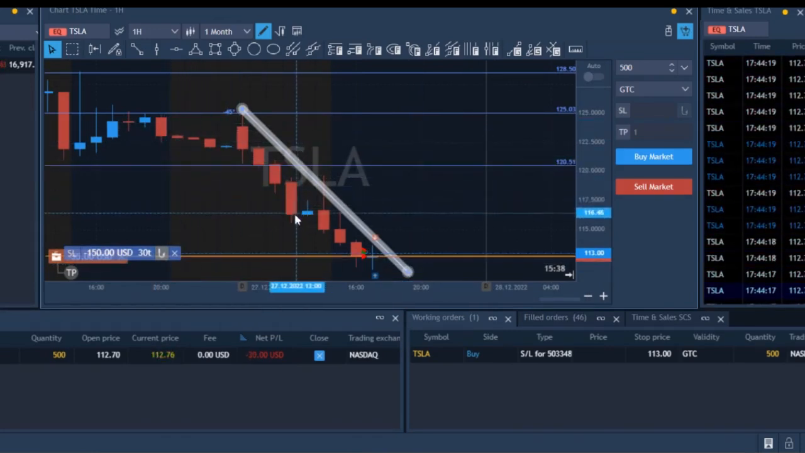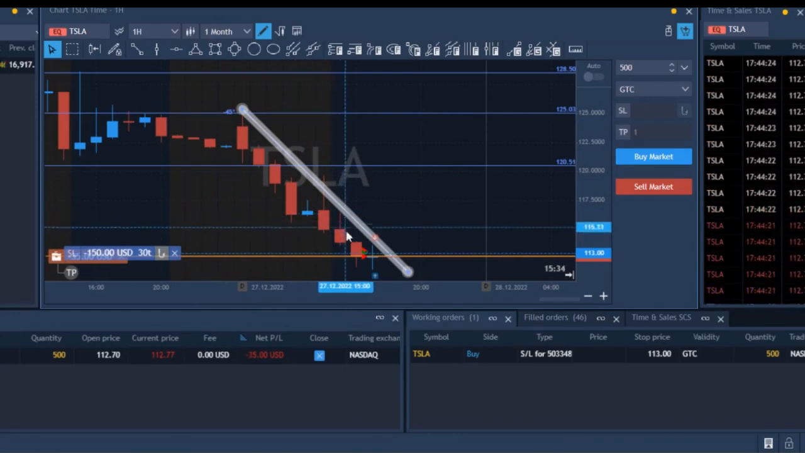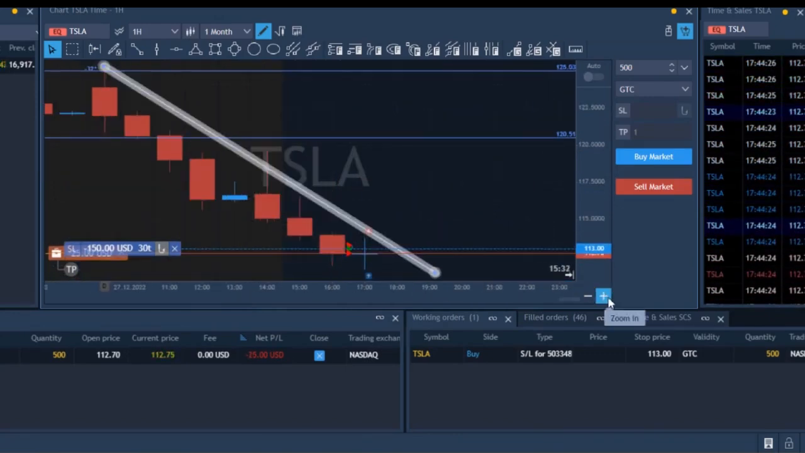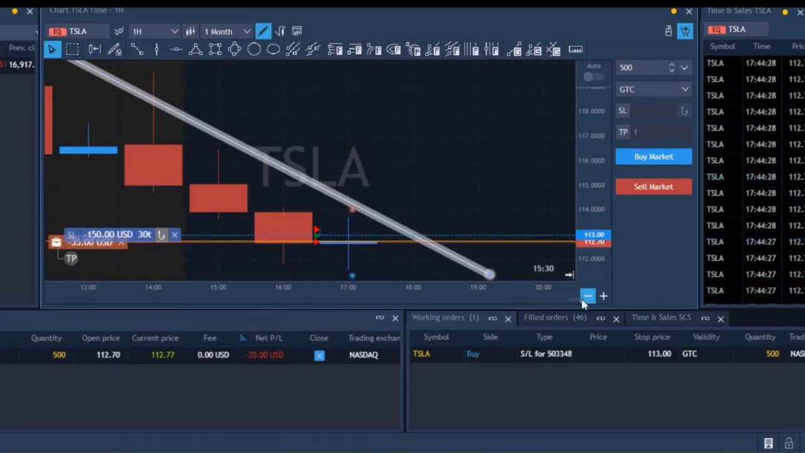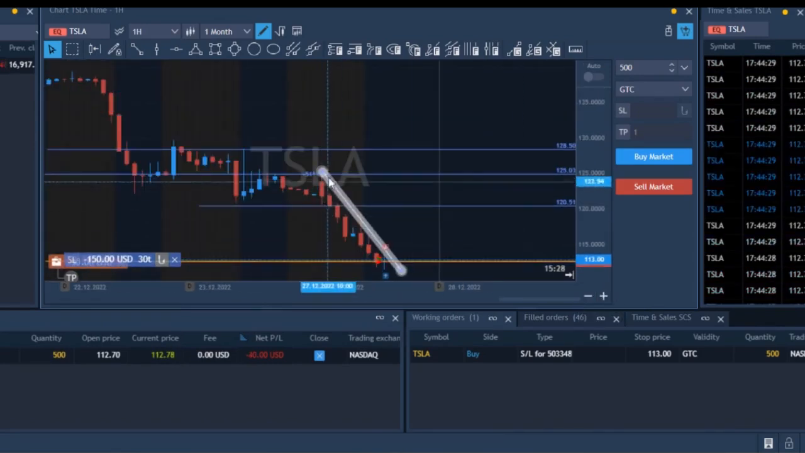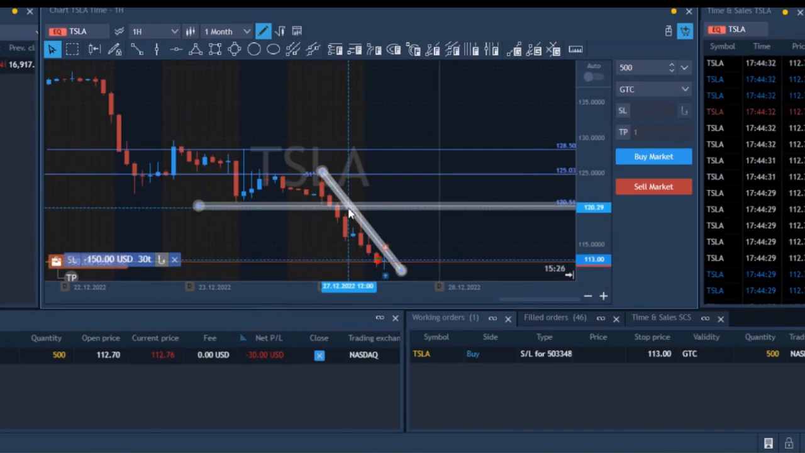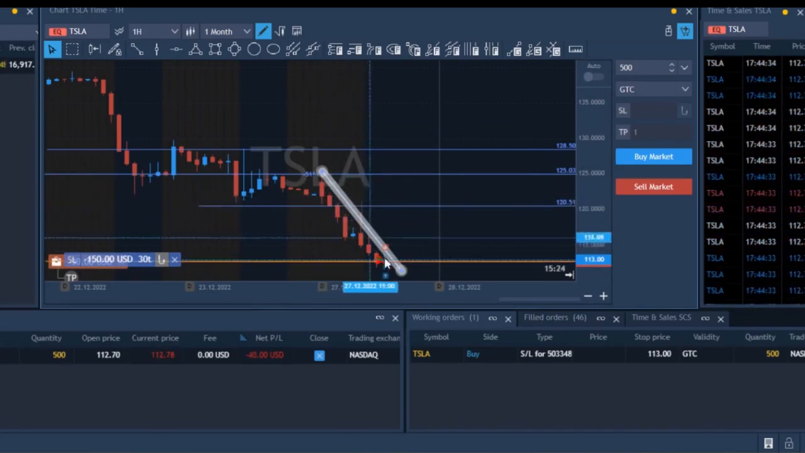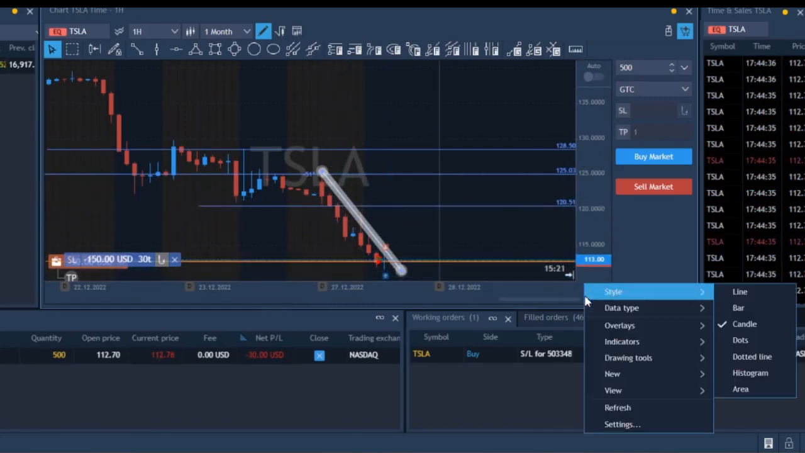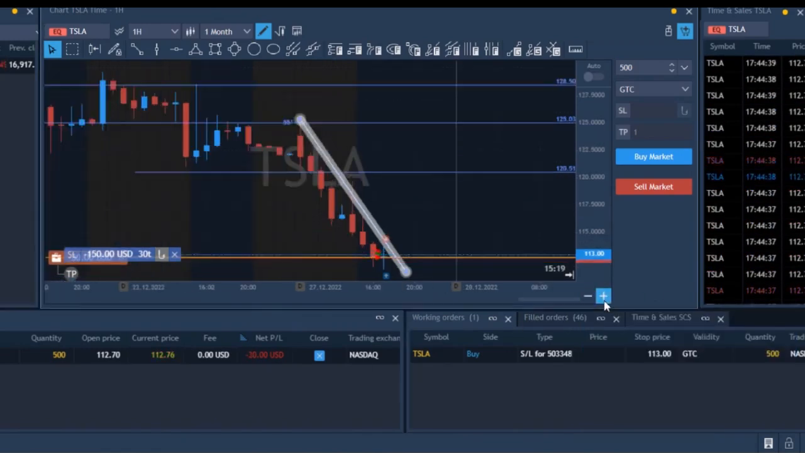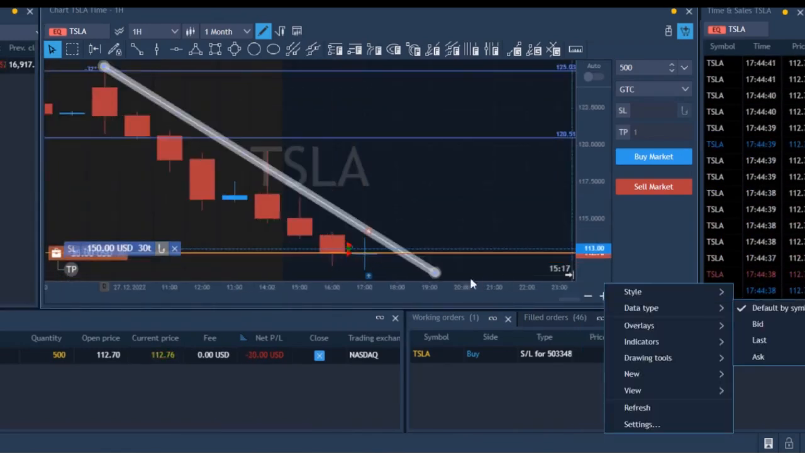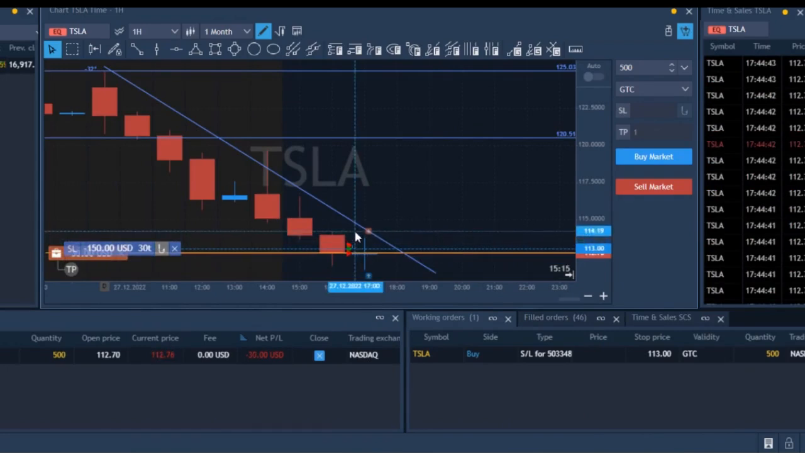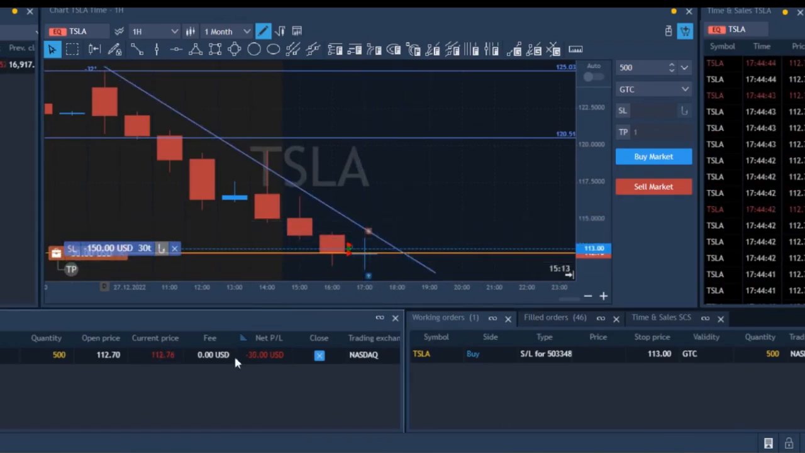You use the body and in some cases the wicks of the red candles, always the red, for resistance. Greens always support, reds always resistance. Okay, don't forget that. So we opened the short because we believe 1110 is our target before any reversal can happen. So now we simply wait, and we're playing it with momentum.